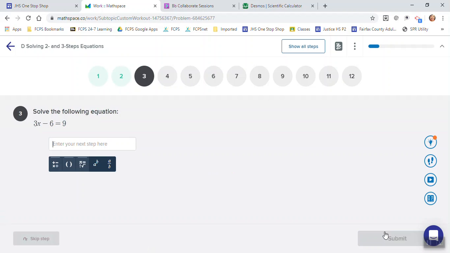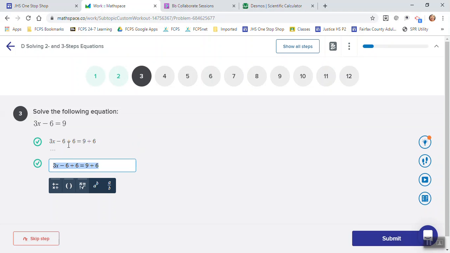Question 3. Solve the equation 3x minus 6 equals 9, right? So this is a two-step equation, and the first step is to undo the minus 6, the constant, right? So you need to do the opposite of minus, which is plus 6. So you would say 3x minus 6, and then you add 6. I'm doing it step by step here, alright? So you add 6 to both sides of the equation, right? And then you submit it.